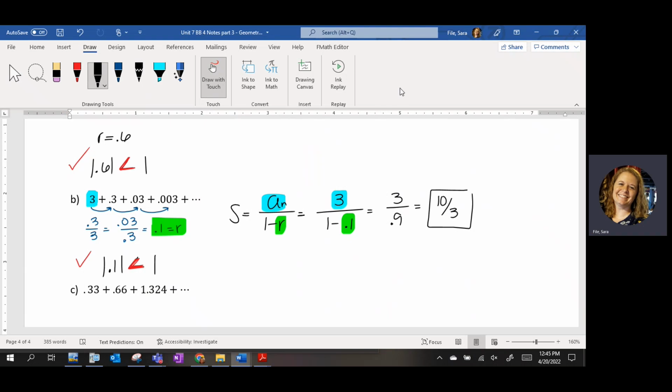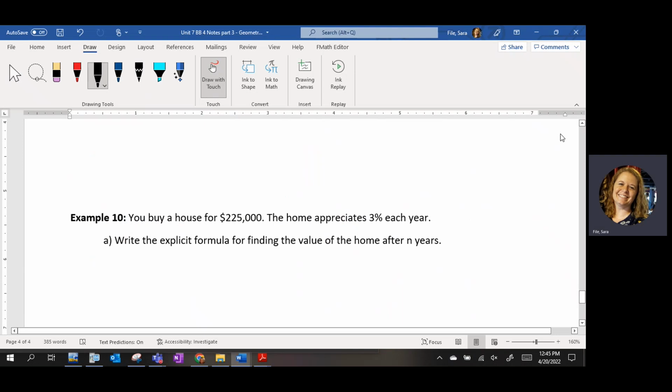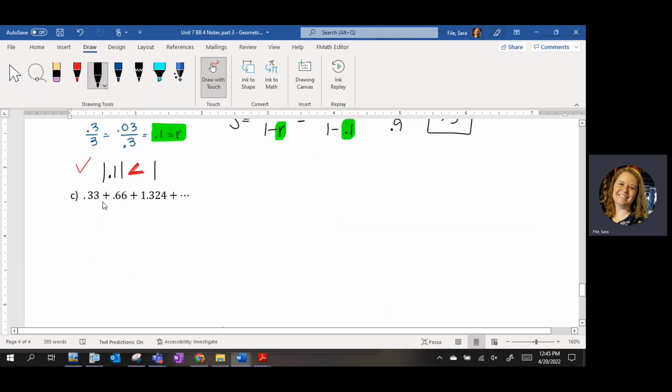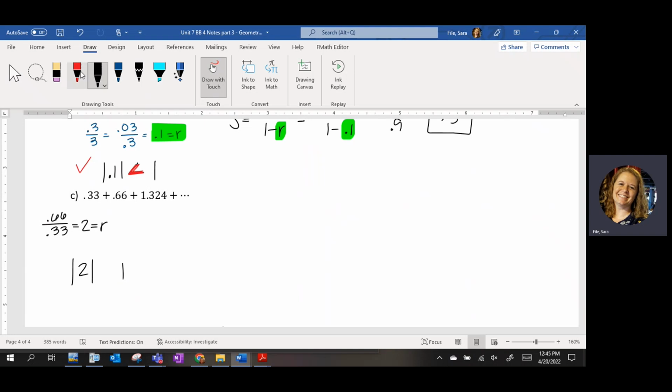All right, last but not least on this one, part C. Okay, I need to figure out the R value here. So I'm going to do 0.66 divided by 0.33. That's a 2. So if R is 2, is the absolute value of 2 greater than or less than 1? Greater than. It is greater than, which means what?